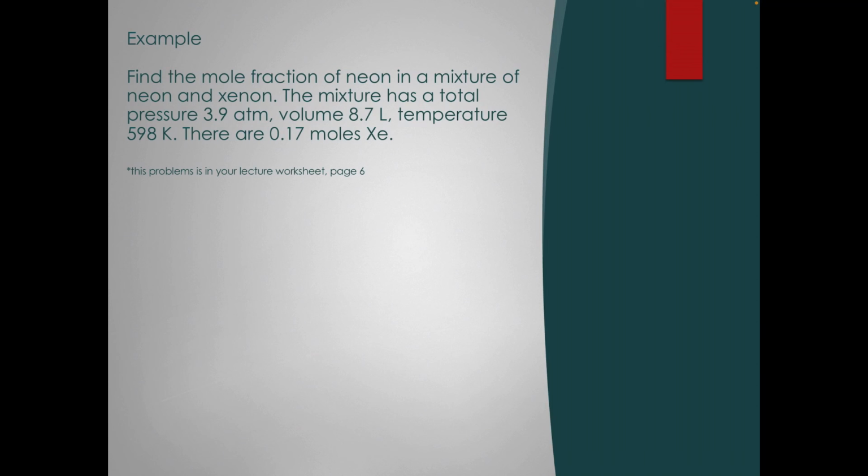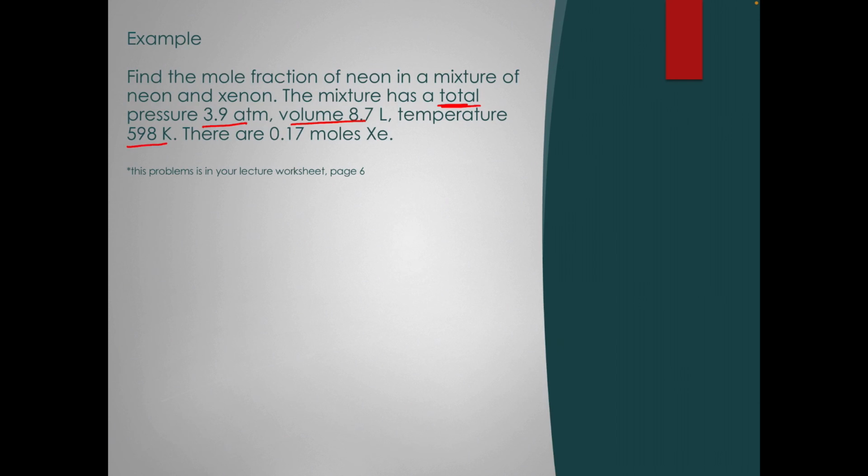So let's go ahead and try a problem. This says, find the mole fraction of neon in a mixture of neon and xenon. The mixture has a total pressure of 3 atmospheres, a volume of 8.7 liters, a temperature of 598 Kelvin, and it says there are 0.17 moles of xenon. So all of this information, do you see where it says it has a total? So it has a total pressure of this, a total volume of this, and the overall temperature of this, right? So we can use the ideal gas law, and we can find the total number of moles.